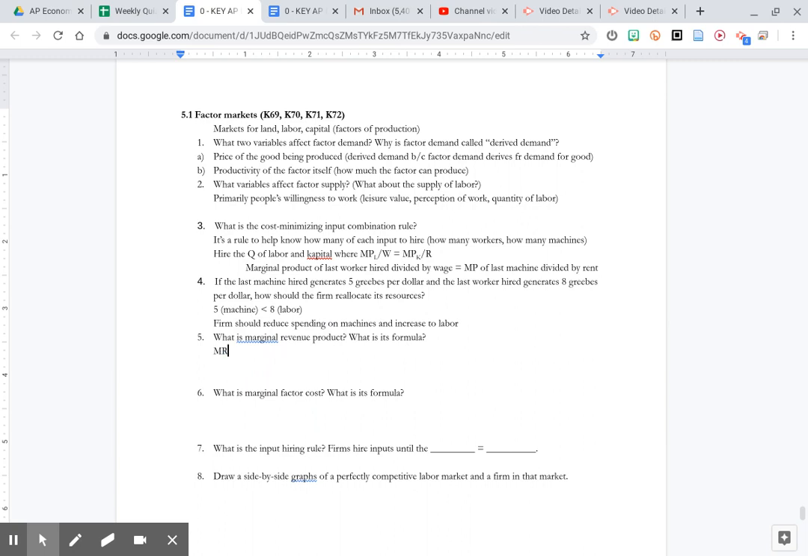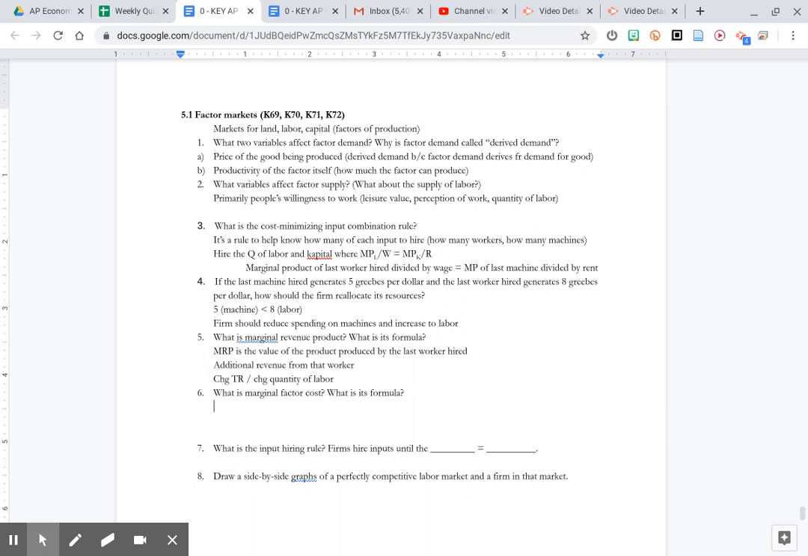Marginal revenue product. So MRP is the value of the product produced by the last worker hired. Another way to think about it is, what's the marginal revenue, the additional revenue from that worker? The formula you could do in a variety of different ways, but it's the change in TR divided by the change in quantity of labor. Typically the change in quantity of labor is 1 because you hired one more worker. And so whatever the change in total revenue is from that worker would be the marginal revenue product.